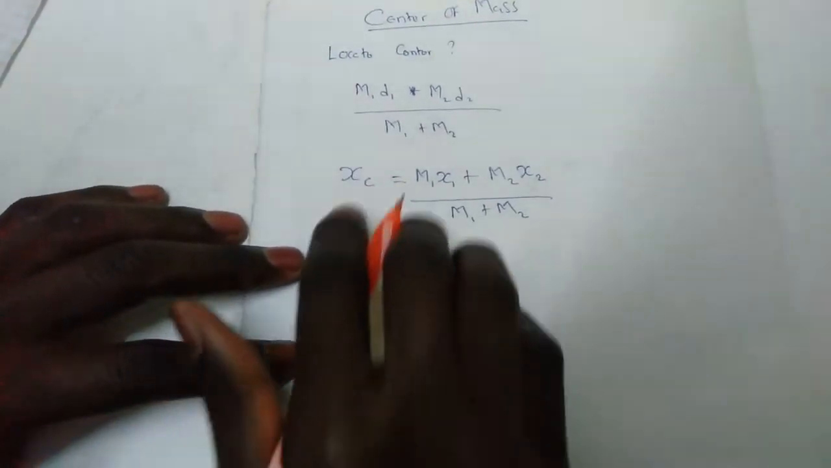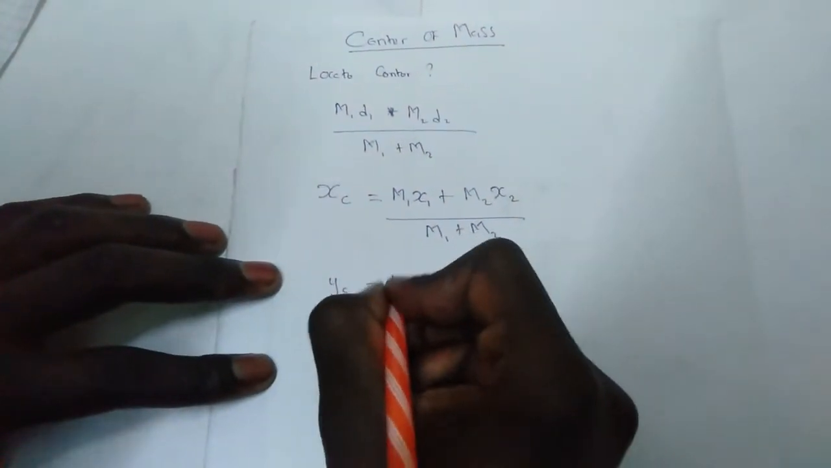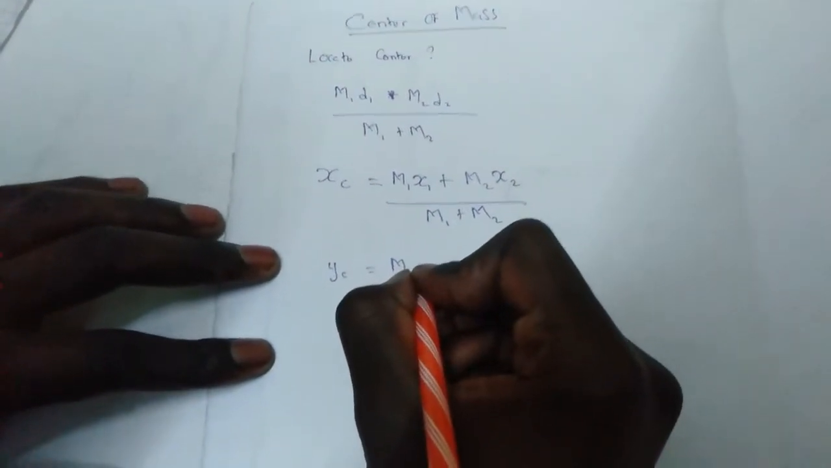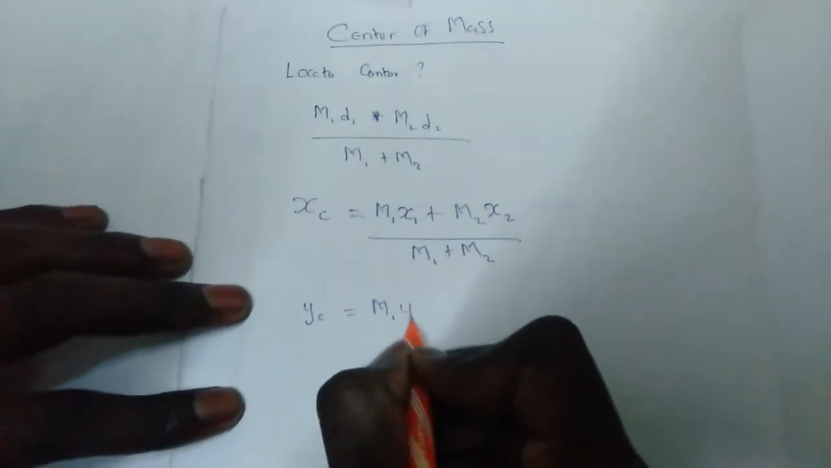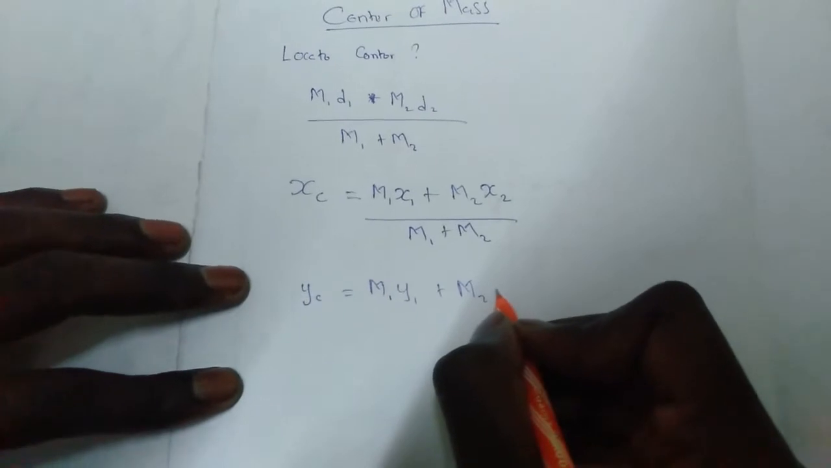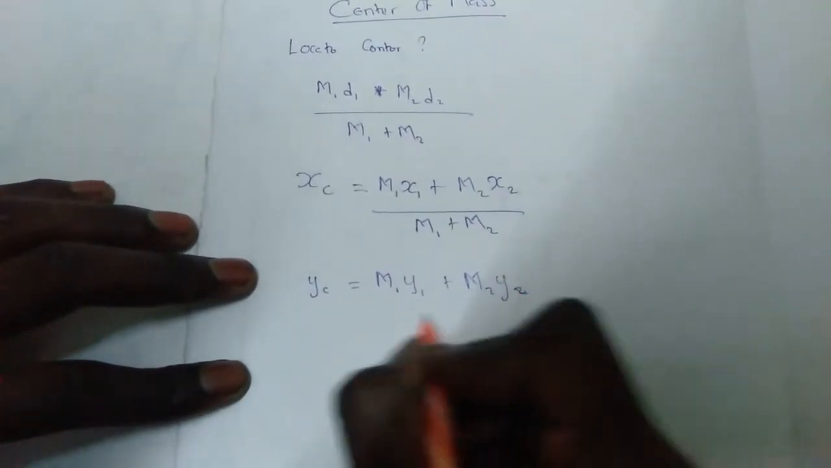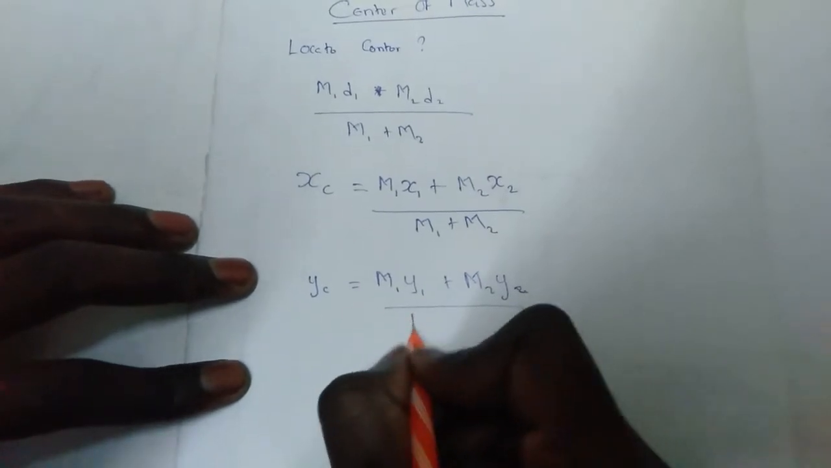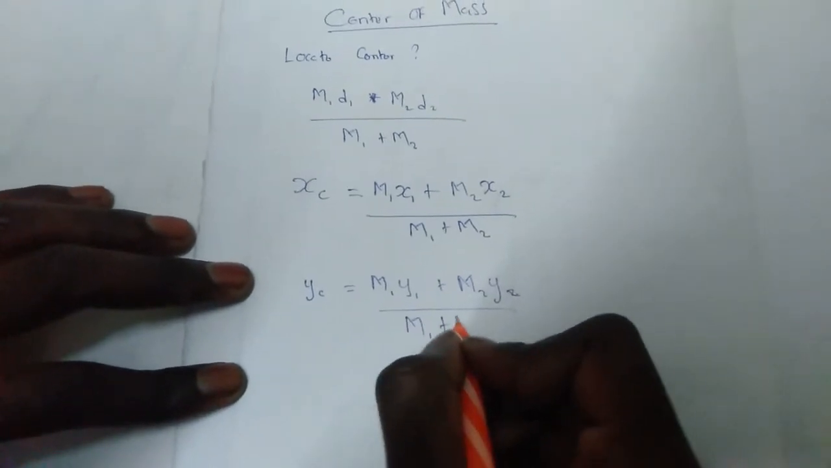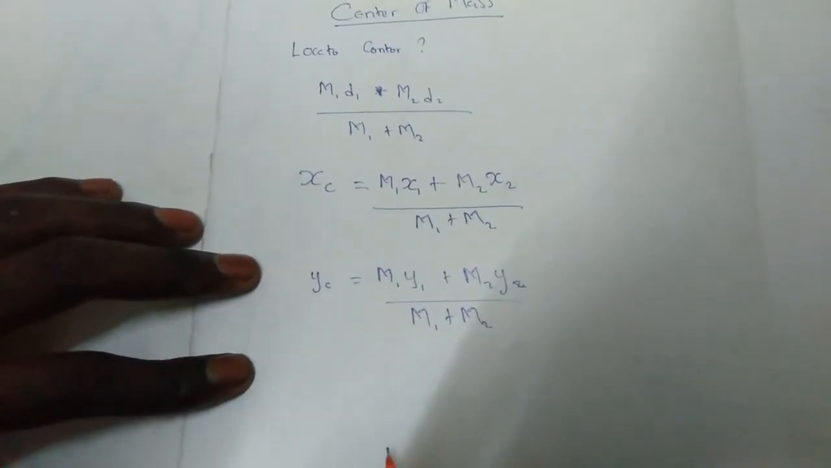This also applies for the y coordinate, which will be given by mass 1 times its distance, in this case y1, plus mass 2 times its distance, which is y2, over the total mass m1 plus m2. And this also applies for the z coordinate.